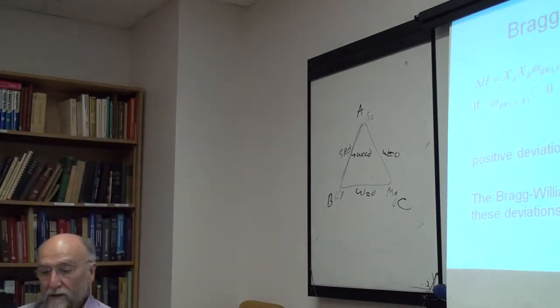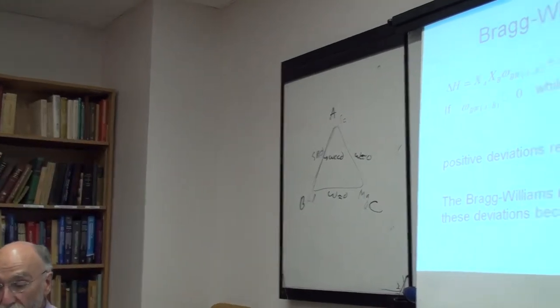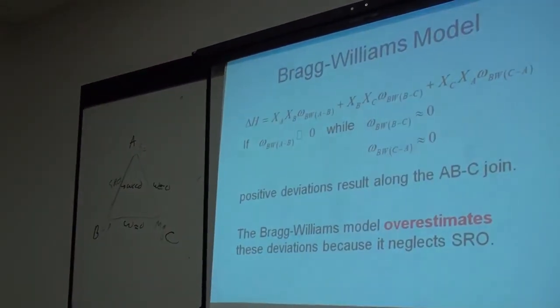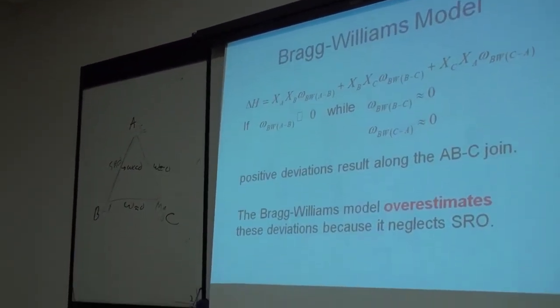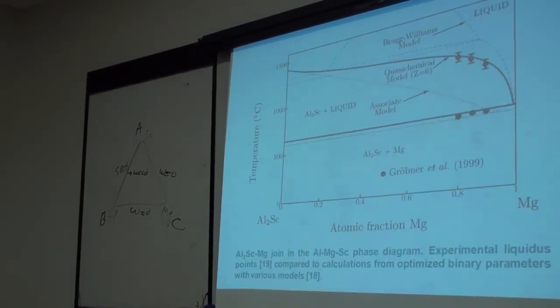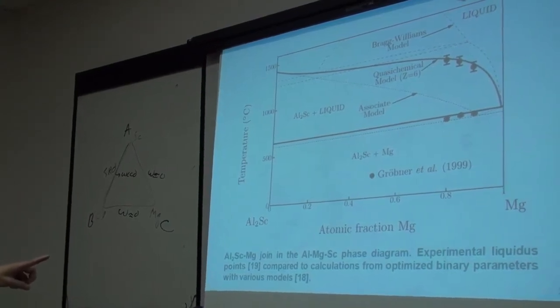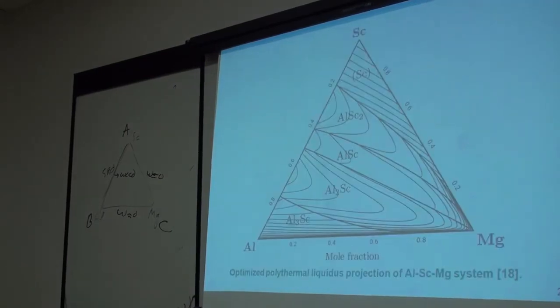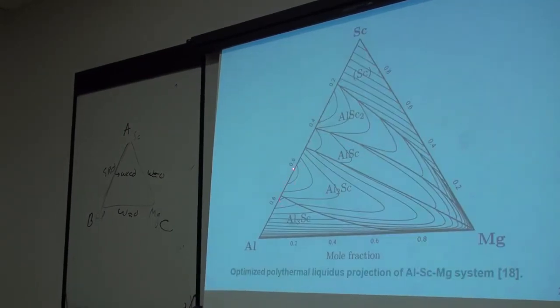Okay. So positive deviations result along the ABC join, and the Bragg-Williams model, however, overestimates these deviations because it neglects the short-range order. So this is a liquidus line. This is the temperature versus composition along the line Al2SC to magnesium. Okay, so Al2SC is around here, and we're going along this line. It's very close to a quasi-binary section, but it's an isopleth going from Al2SC, which is here, along to here, temperature versus composition.